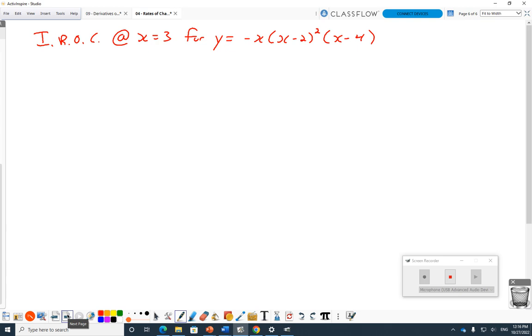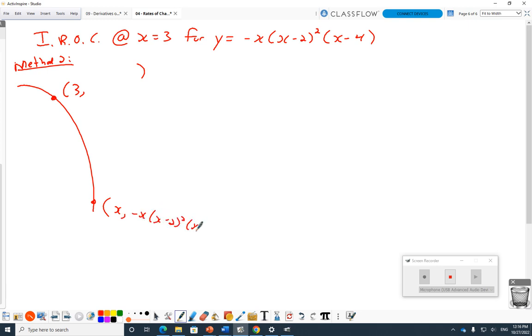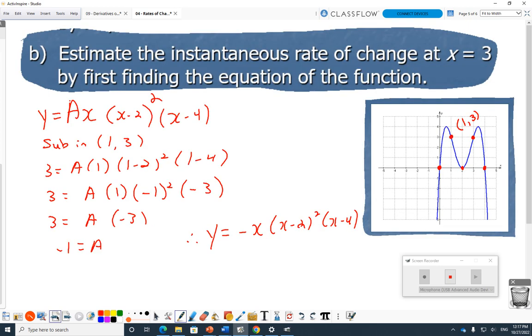So I'll draw my little picture here for Method 2. Initial point, (3, ?). I don't know what that point is. And then down here, (x, negative x times (x minus 2) squared times (x minus 4)). 3 comma what? Is it obvious from the graph? Yeah, I can see that point right on there. It's (3, 3).